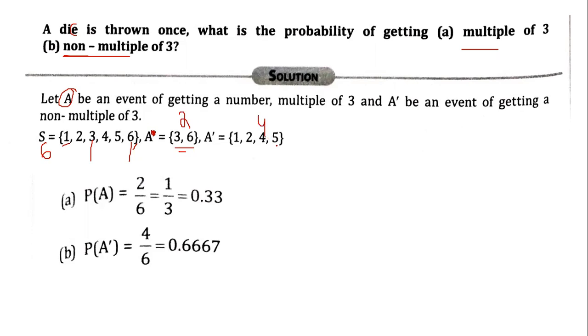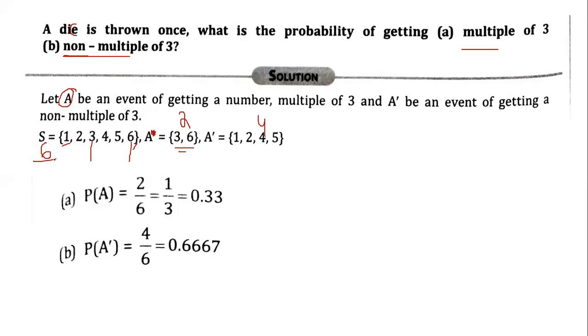Okay, now let us find the probability. Now P of A: there are 2 possibilities of getting a multiple of 3 out of a total of 6 numbers. I'm repeating it again. Out of a total of 6 numbers, which is in the denominator, 2 numbers are the possibilities, that is 3 and 6, out of 6 numbers. That is the probability of getting event A. What is event A? Getting a multiple of 3.